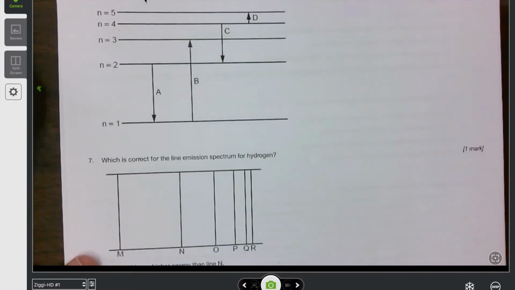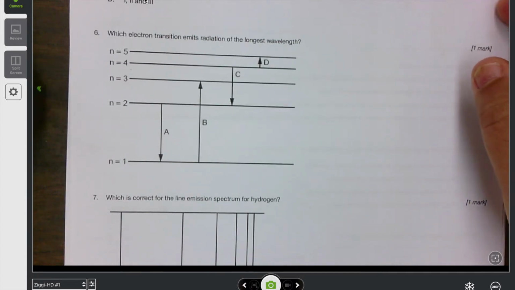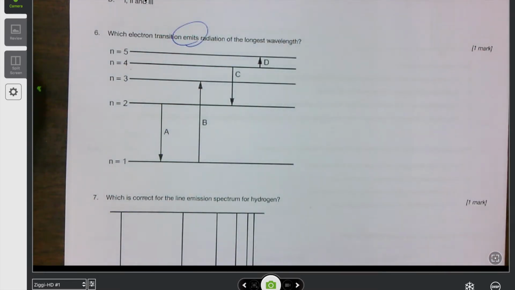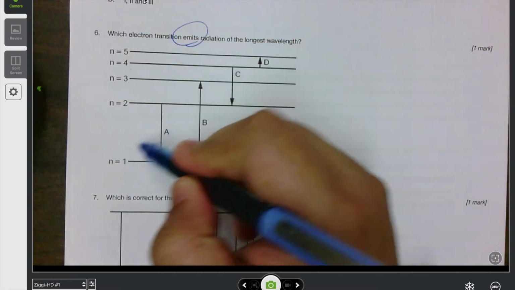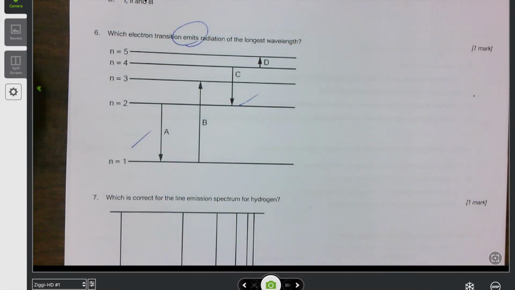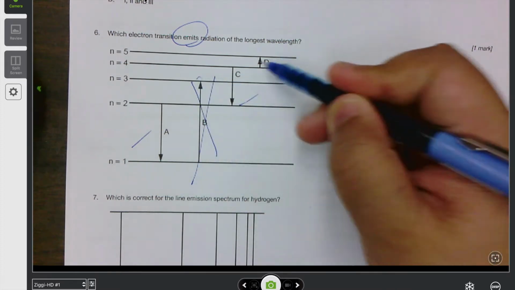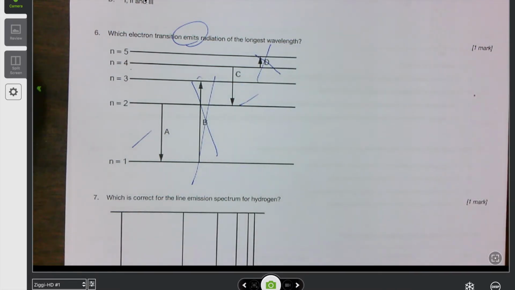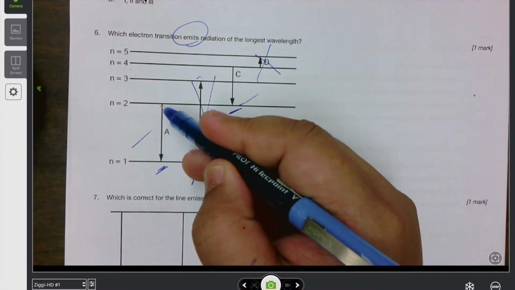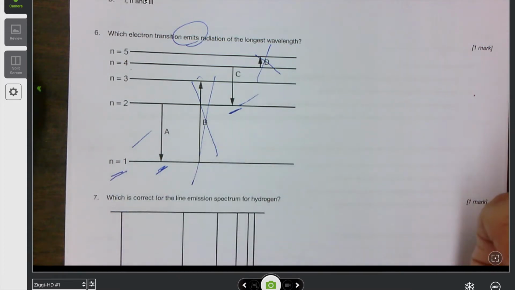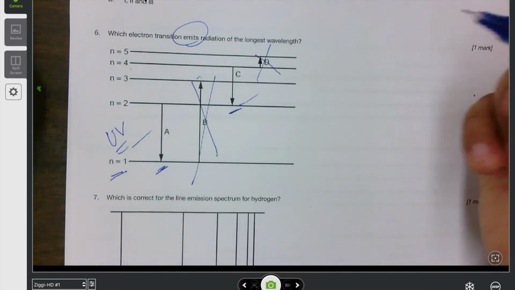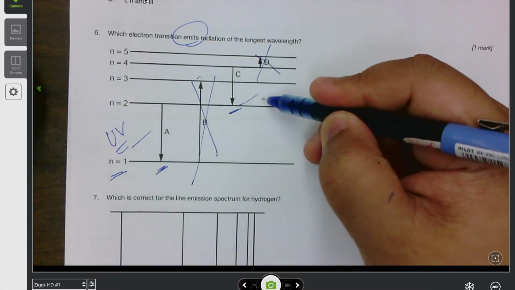6, explain. Okay. Emits. First of all, emits. So we know that emits here could either be A or C, because as it jumps back, it releases energy. This too, no, because it absorbs energy. It doesn't emit, it absorbs energy. Okay, so choose between A and C. Now you know that jump back to energy level 1 is UV, right? Jump back to energy level 2 is visible light.